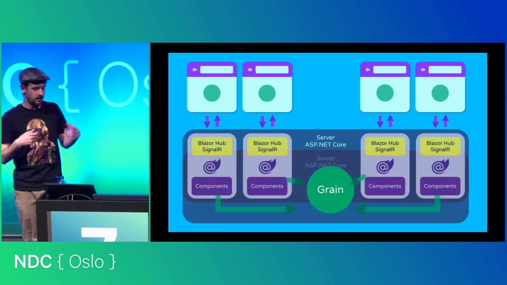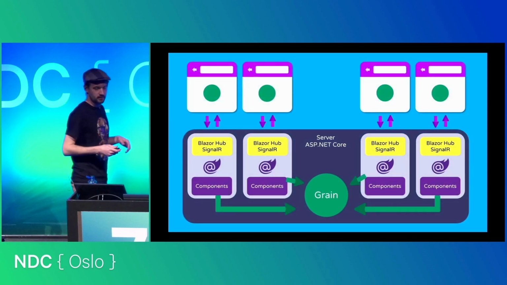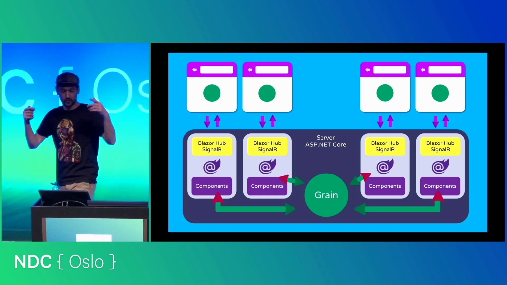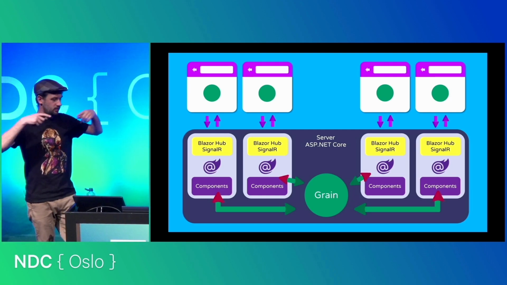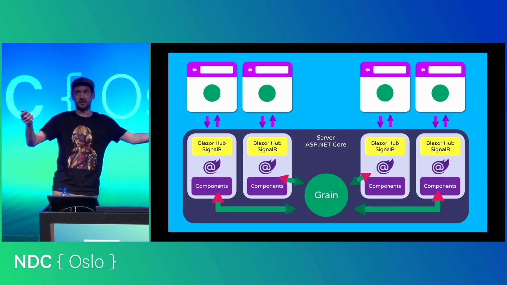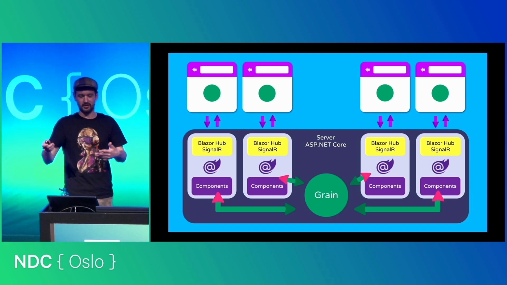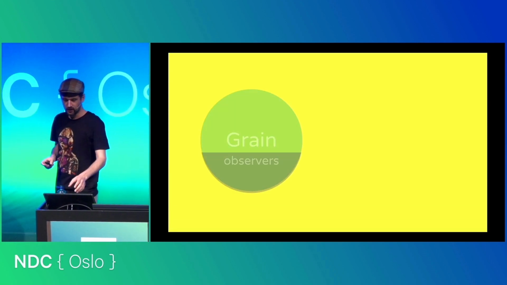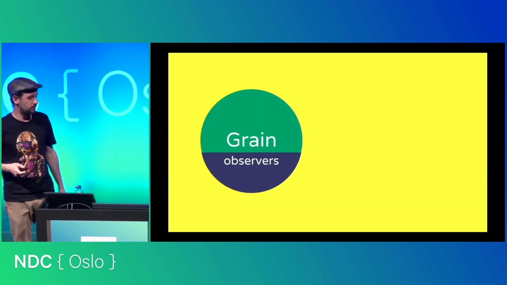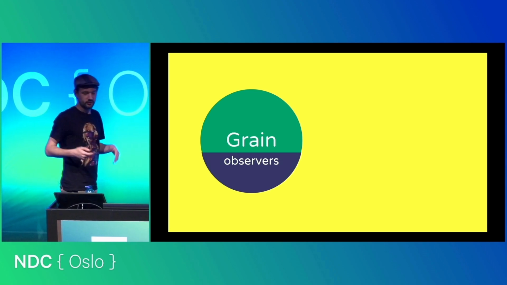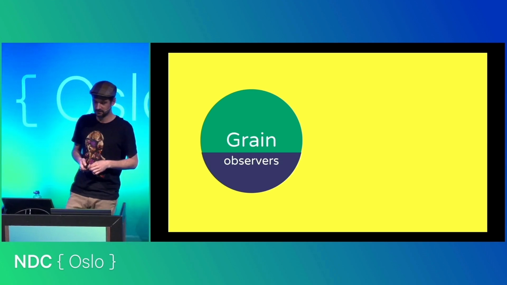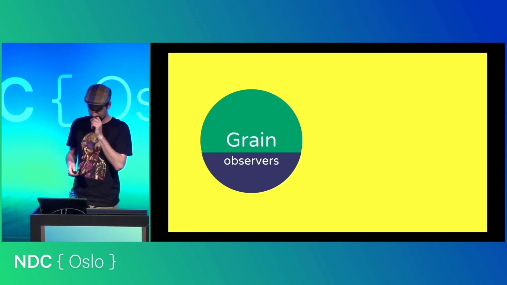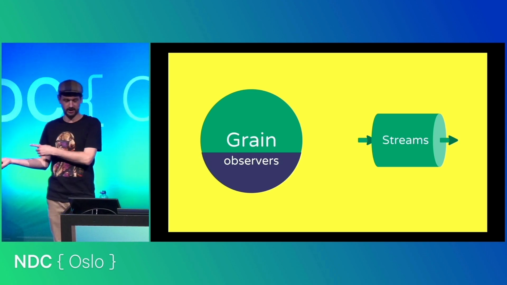So now we have our first grain, but we don't have the sync back. We don't have the real-time part. We just have the synchronization part. So there are 2 ways to add this real-time to our application with Orleans. One of them is grain observers, and the other one is streams.